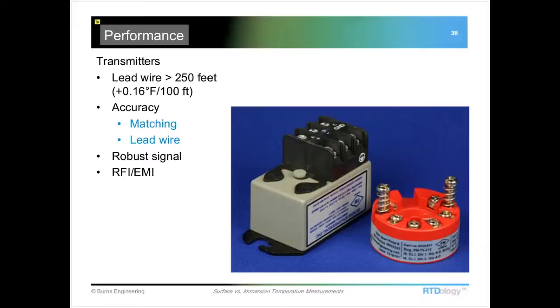So you can go from like a plus or minus 0.77 degrees C down to 0.11 degrees C by just matching the RTD to a transmitter. So it's a very economical way to improve the accuracy of a measurement. And in the case of thermocouples and even RTDs, if you're running that signal for a long distance, you do get a much more robust signal from the transmitter, less susceptible to radio frequency and electromagnetic interference.